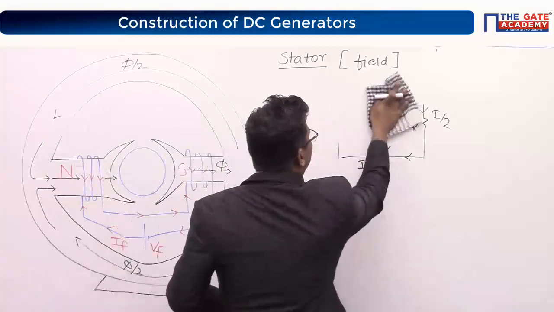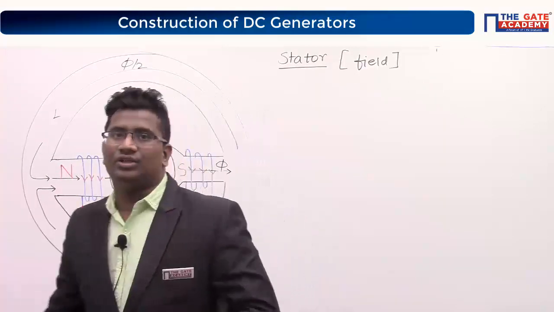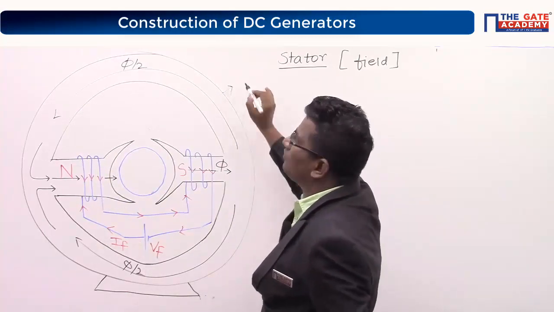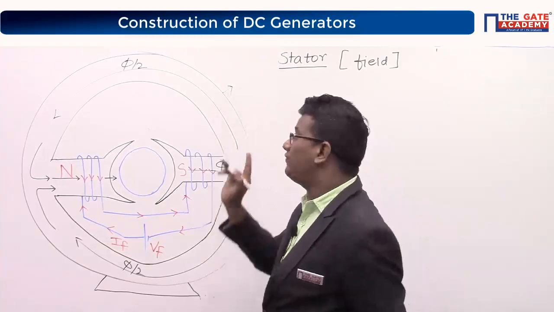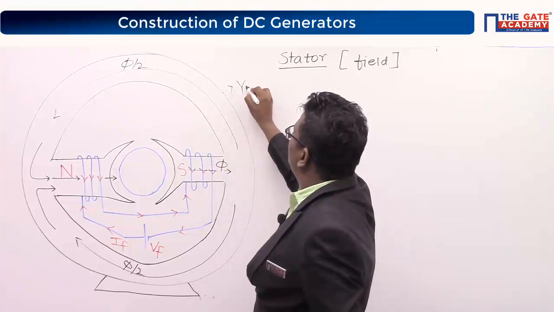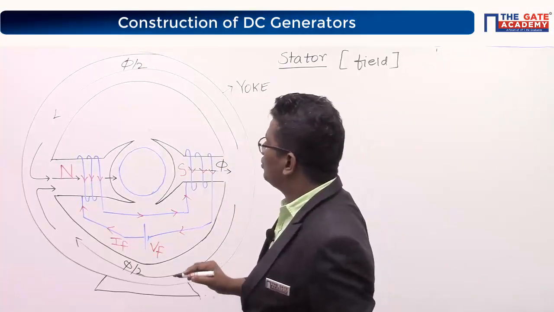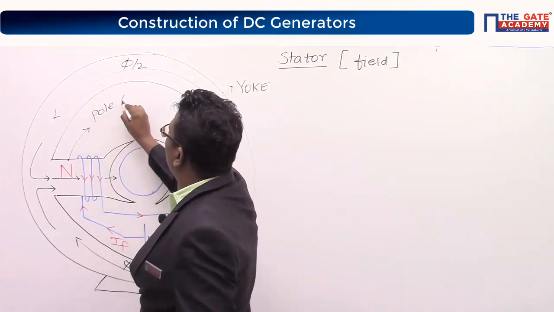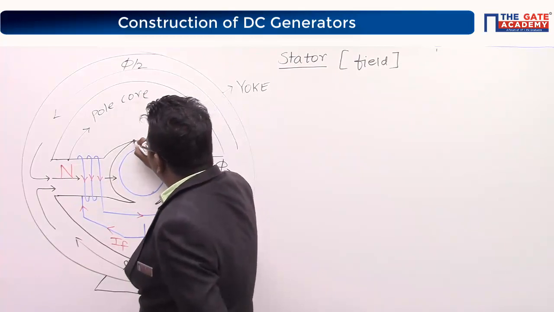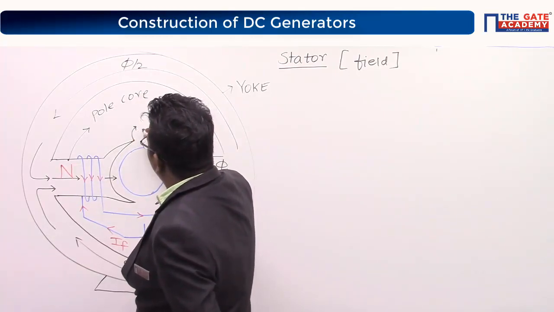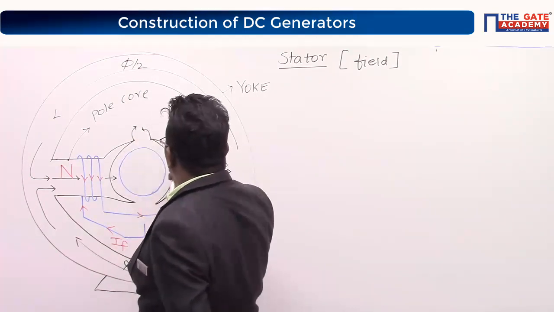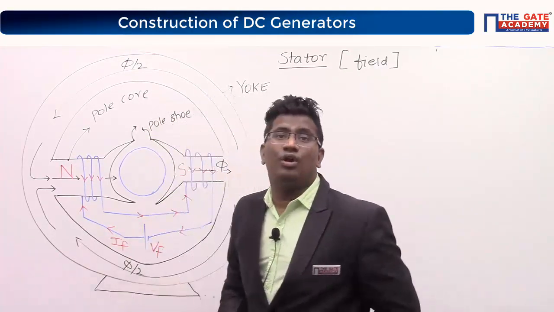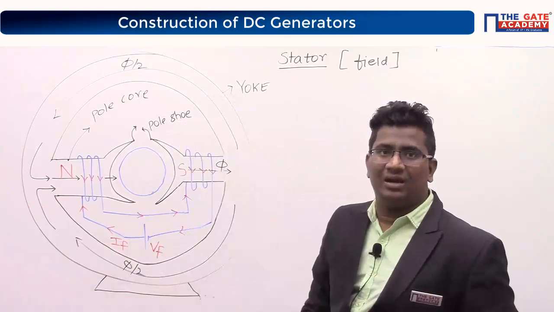Now let us give some nomenclature to this. I have given this just for the sake of understanding. This is called what? You might have studied this already. Yoke. This is the yoke. This is the pole core. Look at this one and this one: this whole surface is called the pole shoe. I hope all these three are okay with you.